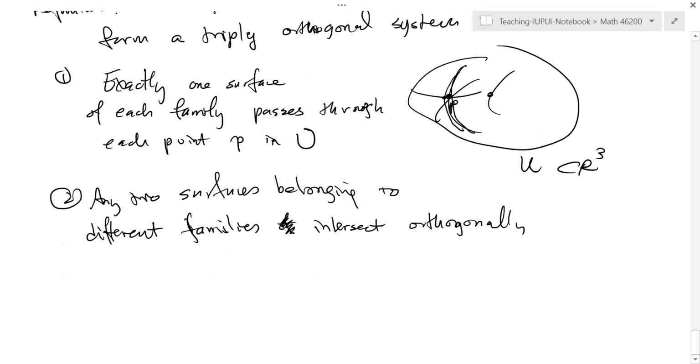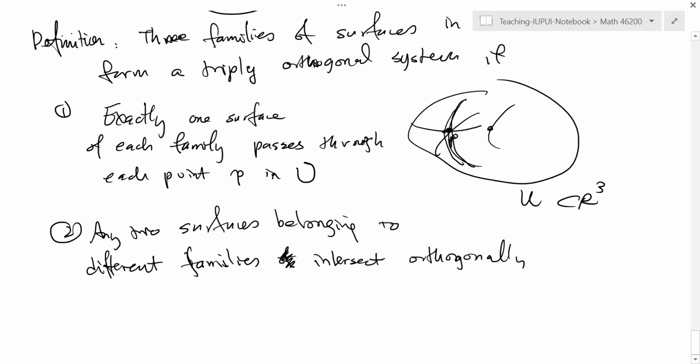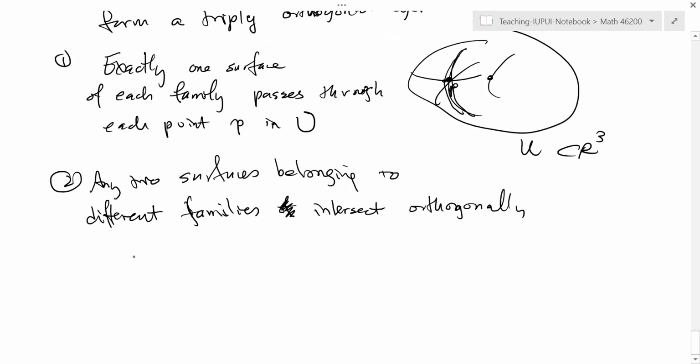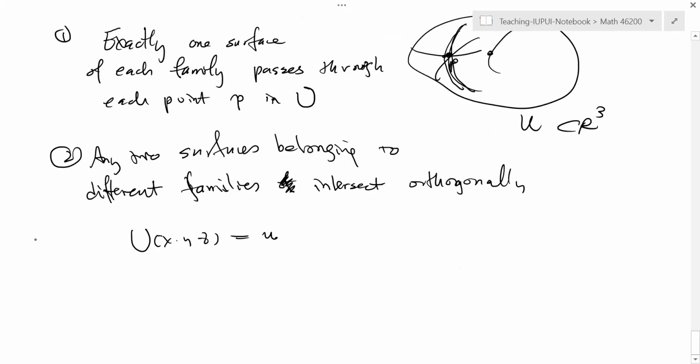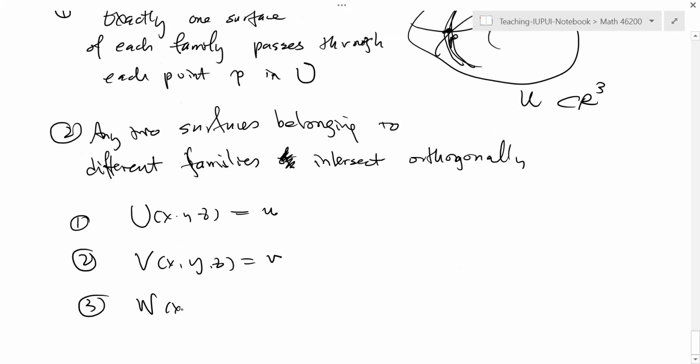So we have a family. You can use UFG, UVW, it doesn't matter. So 3 families of surfaces. One is x, y, z equals, let's call it U, for any fixed U. So this is family 1. Another family is defined by capital V. It's defined by this. And the third one, W.